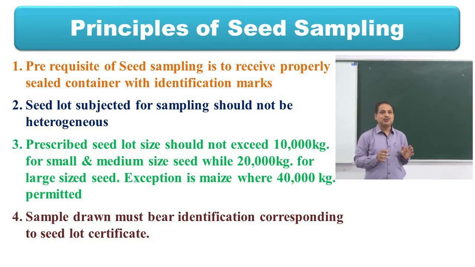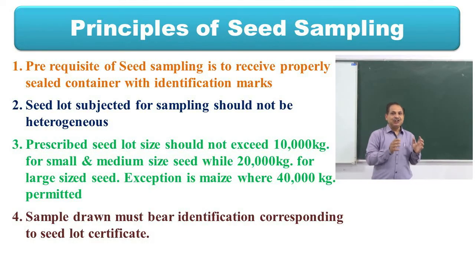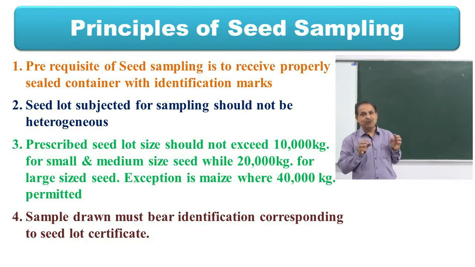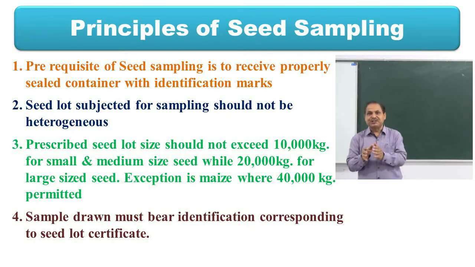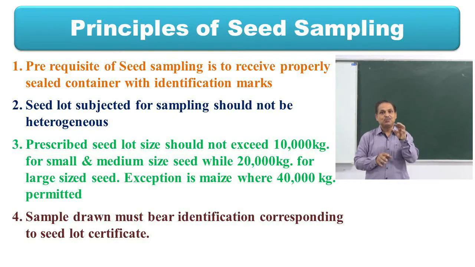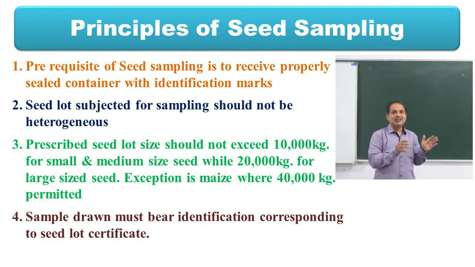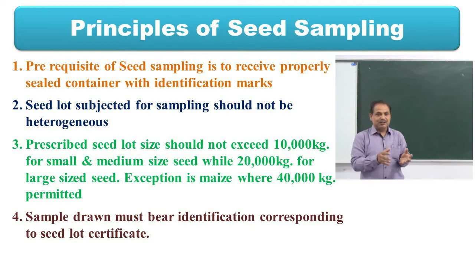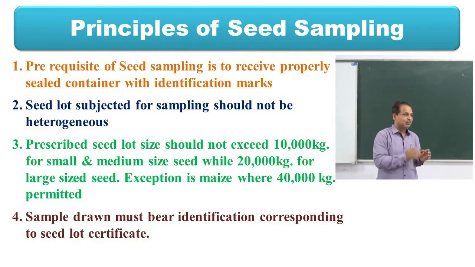There are certain principles in seed sampling. The first and foremost principle is that the seed lot from which we have to take out the representative sample must be homogeneous, not heterogeneous. It means that the things present in the seed lot are in the same, equal proportions from the beginning to the end.